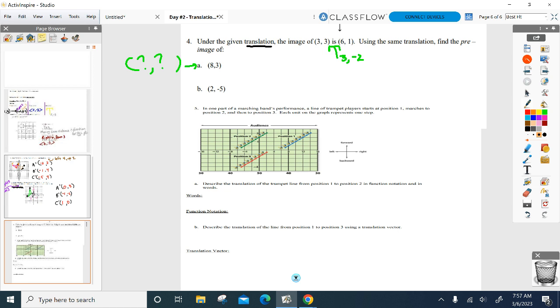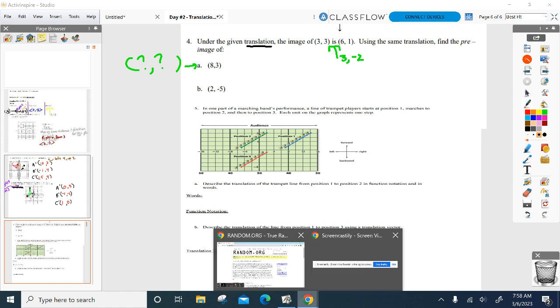So from this point, the answer, you went right 3, down 2 and got to 8, -3. So think about going backwards. Instead of going right 3, go in the opposite direction. Instead of going down 2, go in the opposite direction. And these are coordinates. I think we're all right? All right, let's check.